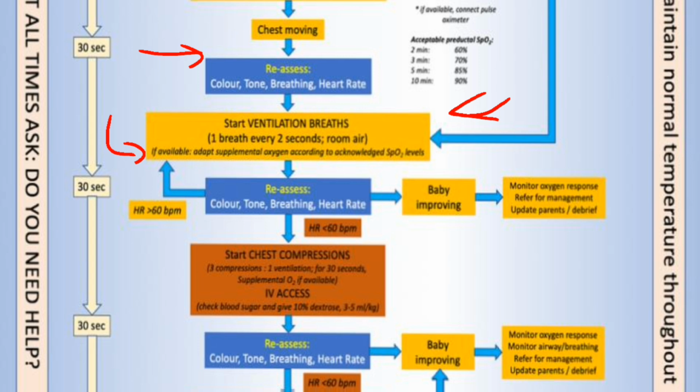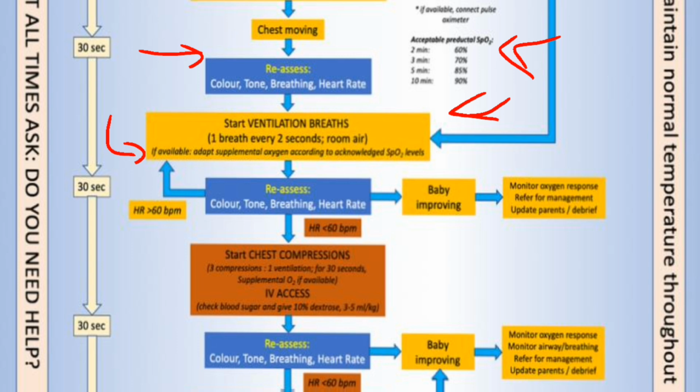So we are now at 1 minute. So start ventilation breaths, 1 breath every 2 seconds, with room air. If available, you can also adapt supplemental oxygen according to the saturation levels. So that's when you can use it. So depending on that, you start your ventilation breaths, 1 breath every 2 seconds, room air.